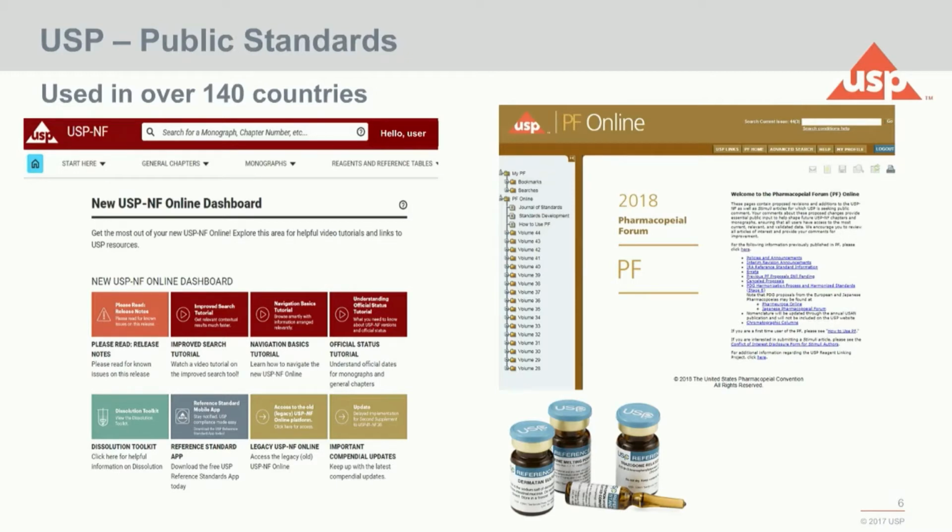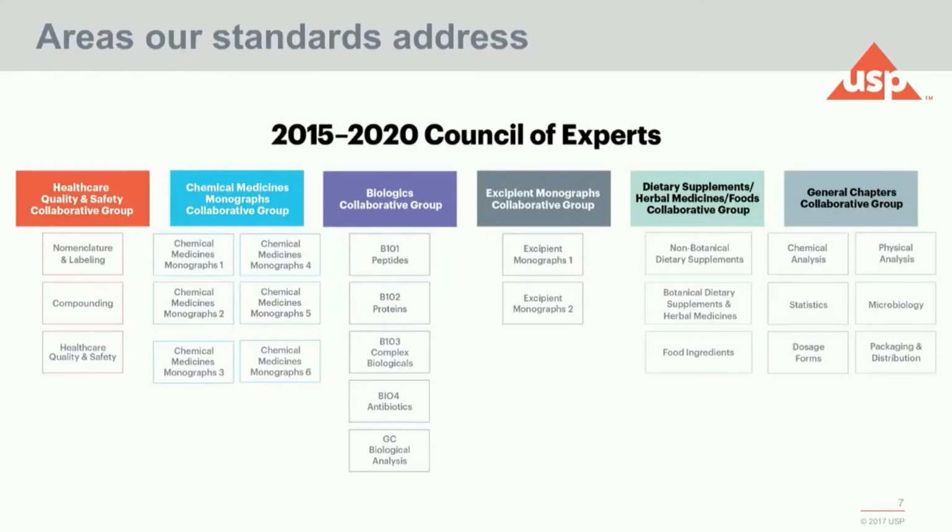Our standards are actually developed and balloted on by our Council of Experts. This is a collection of members, volunteers from industry, from regulatory bodies, and from academia and government. These are the people that develop and approve all of our standards, whether those be documentary or physical reference standards. Within Biologics, we currently have 5 expert committees.